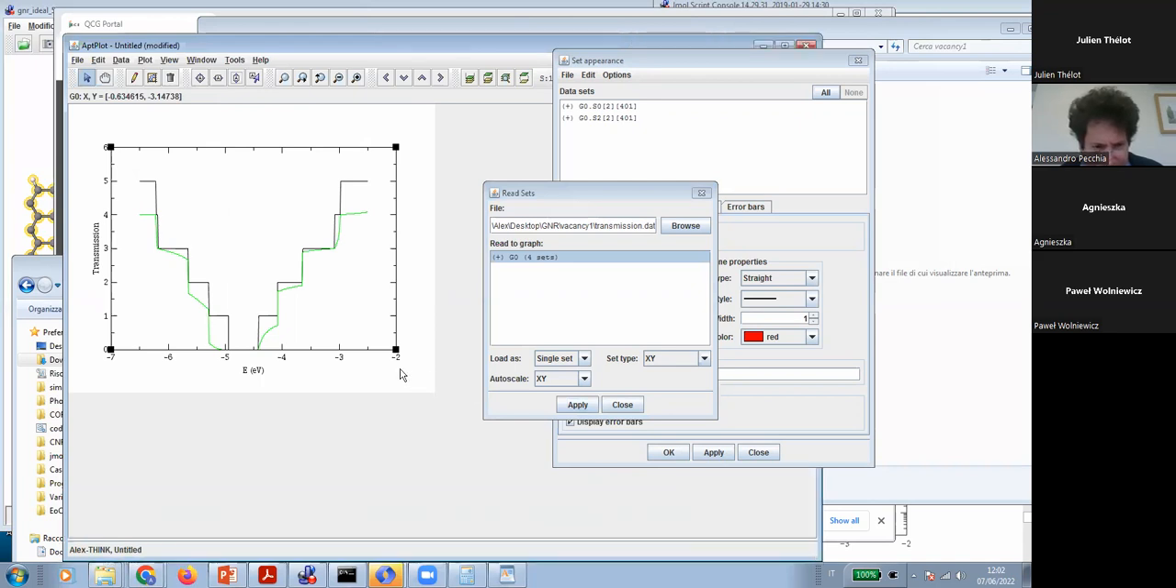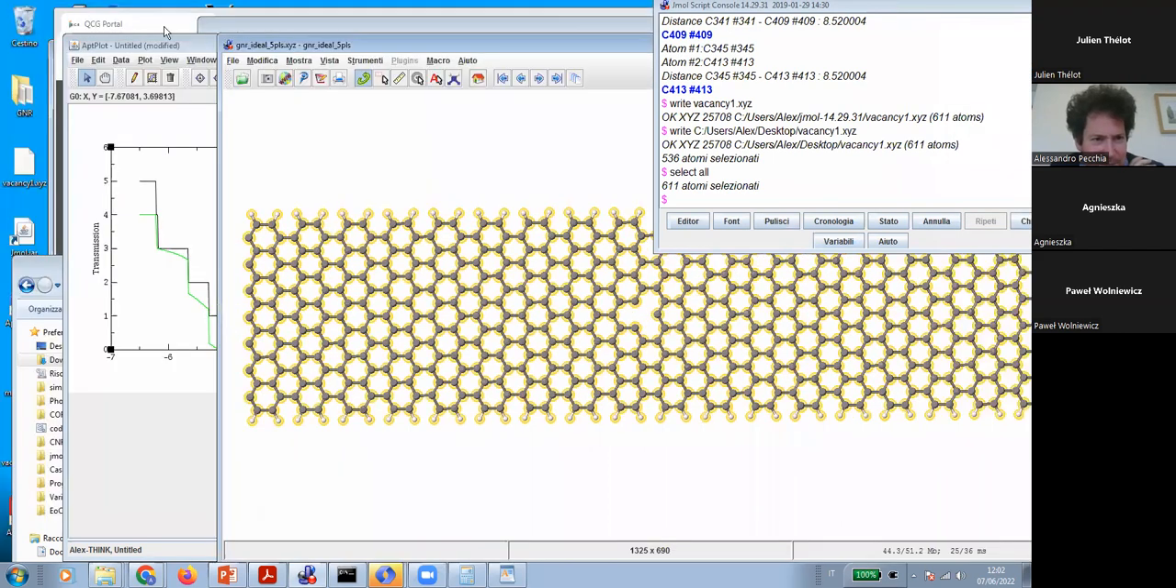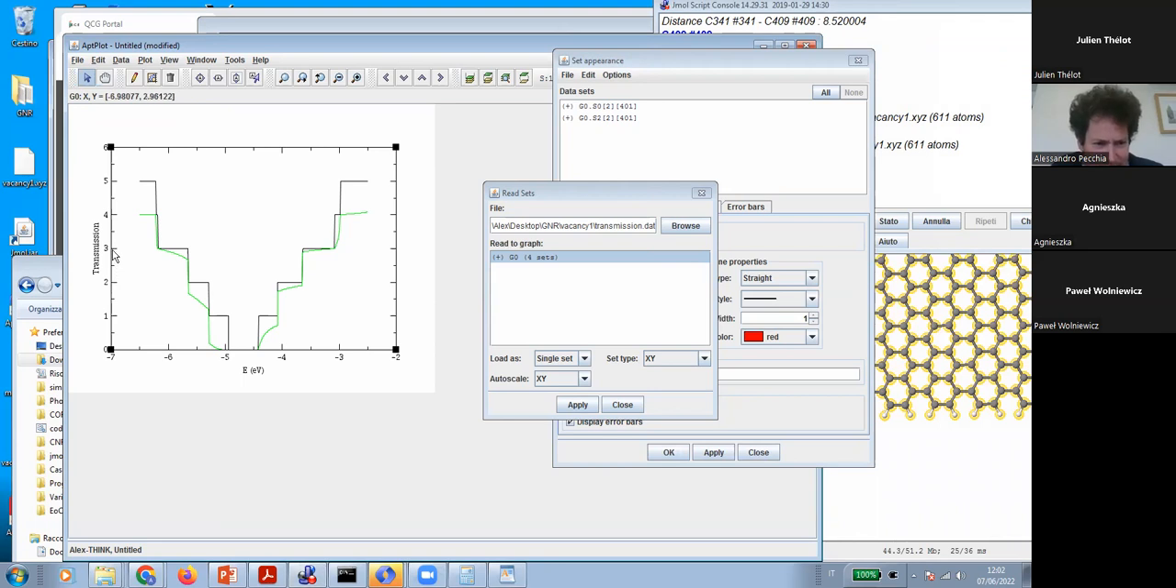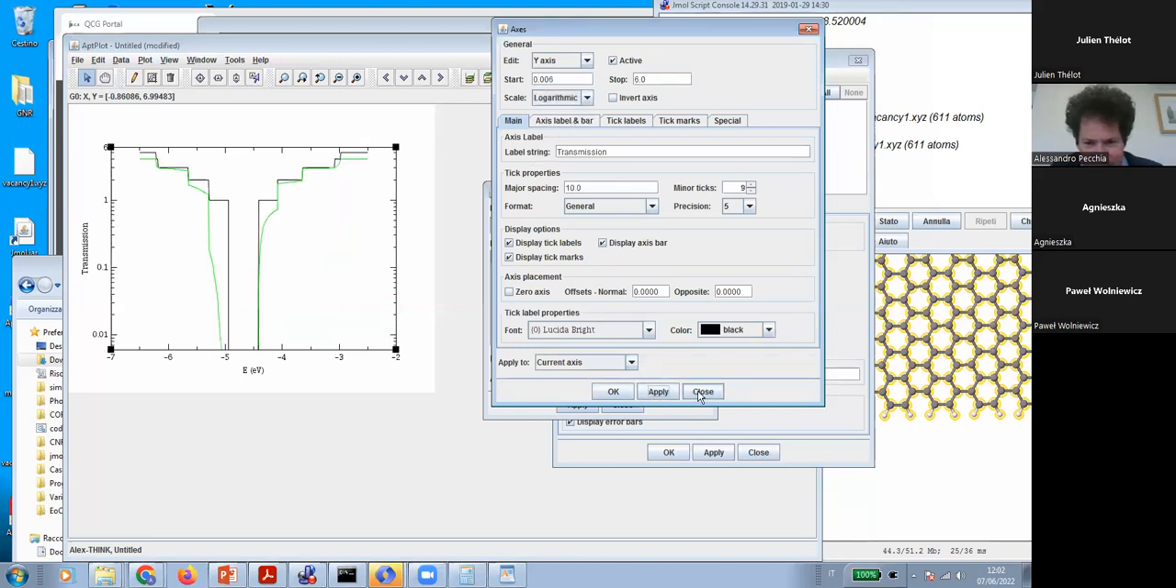It's no longer the ideal transmission. It has dramatically dropped in the bands. So basically, electrons near the edges have very low transmission, and everything is quite perturbed by this single simple vacancy, which is probably reflecting a lot of the incoming wave. And actually, if you look closely, I always suggest everybody not to look at the transmission in linear scale, but to go to the semi-logarithmic scale, because it's more instructive to see what happens everywhere. Most of the time transmission is exponentially damped. So in the log scale, you see a lot more details than in the linear scale.